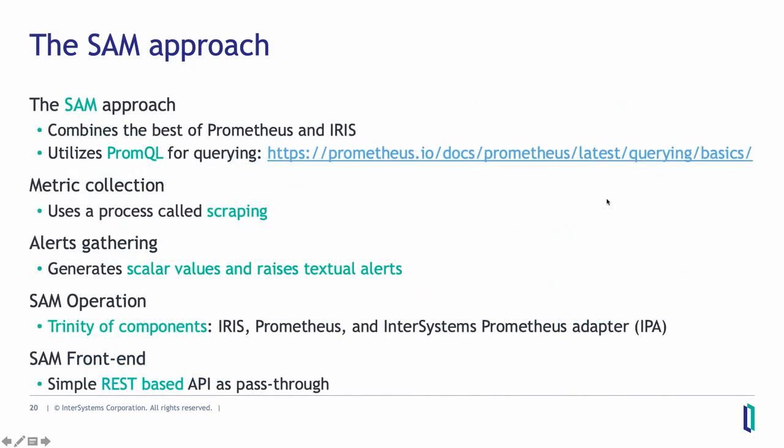So if we look at the SAM approach itself, SAM combines the best of both Prometheus and IRIS to implement an effective monitoring solution which can be highly available and scaled to accommodate enterprise environments. And here's how. SAM consists of three components: the user front end, the metrics and alerts aggregator, and the collection system. We'll examine each, starting with the collection of metric data.